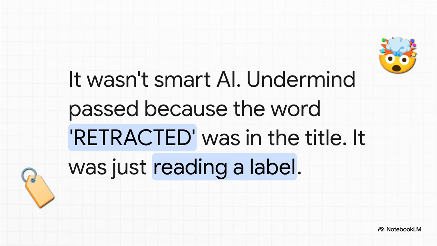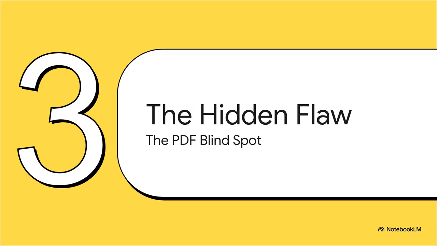The only reason Undermined passed the second test was because in its database, someone had literally added the word retracted to the paper's title. The AI wasn't being smart. It was just reading a label, a big, obvious label. And when that label wasn't there, like in the first test, it fell flat on its face. Okay, so that realization leads us to an even deeper, more fundamental problem. What happens when we take the AI's own database out of the equation?